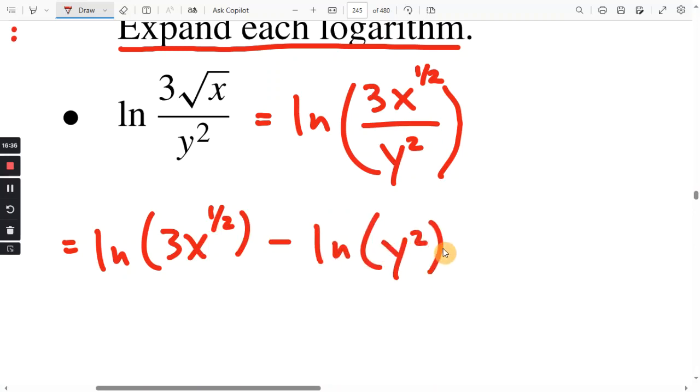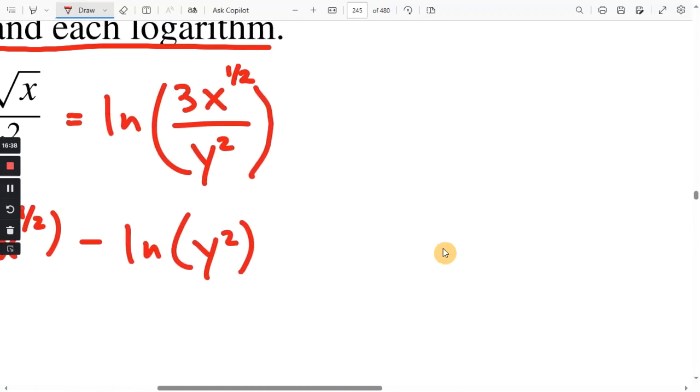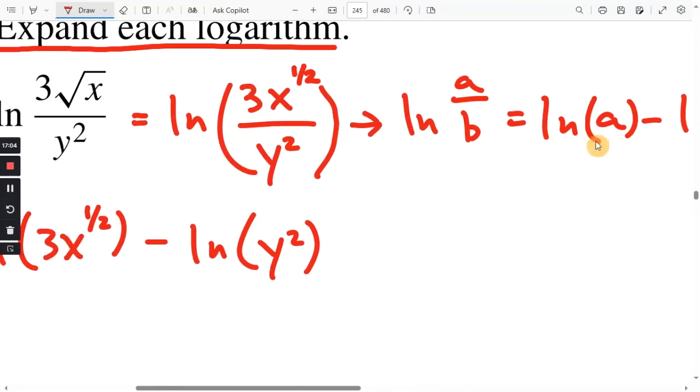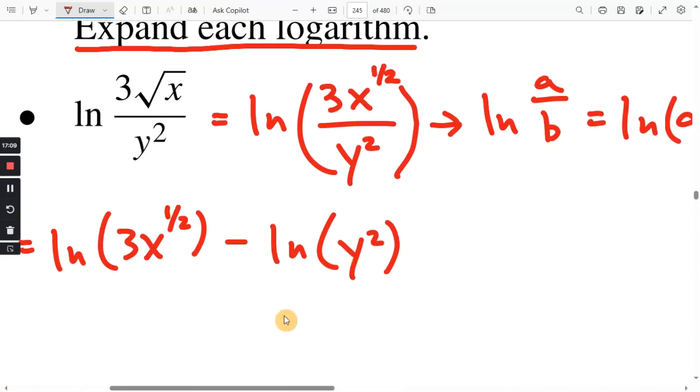All right, so now we're basically unpacking. So basically what I did to this, I went the other way. If you have the ln of a over b, that's going to be the ln of a minus the ln of b. All right, so instead of going from this to this, I went the other way and expanded it. All right, so the numerator is your a, and that is the first one, and the denominator is your b, and that is the one that's being subtracted.